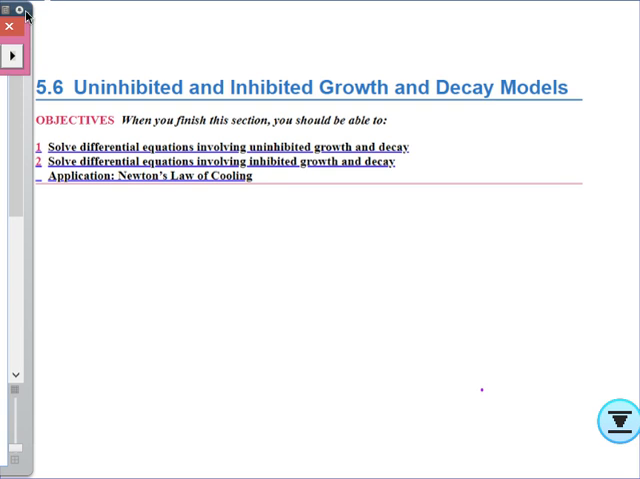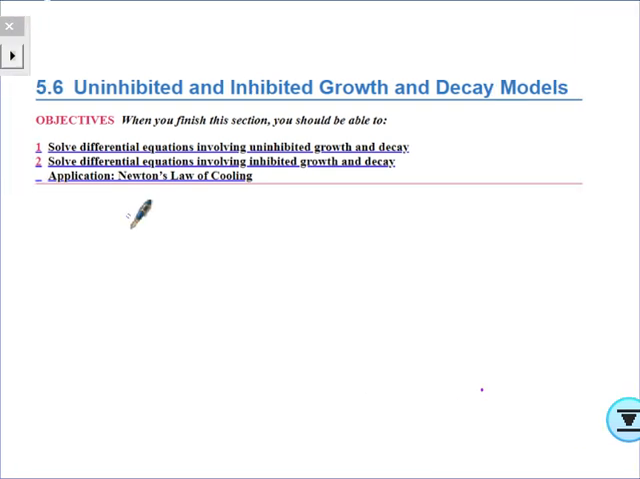Okay, everybody, good morning. Today we're doing 5-6 uninhibited and inhibited growth and decay models. Nicely, this is a short lesson. There's only 6 slides, so it should go fairly quickly.